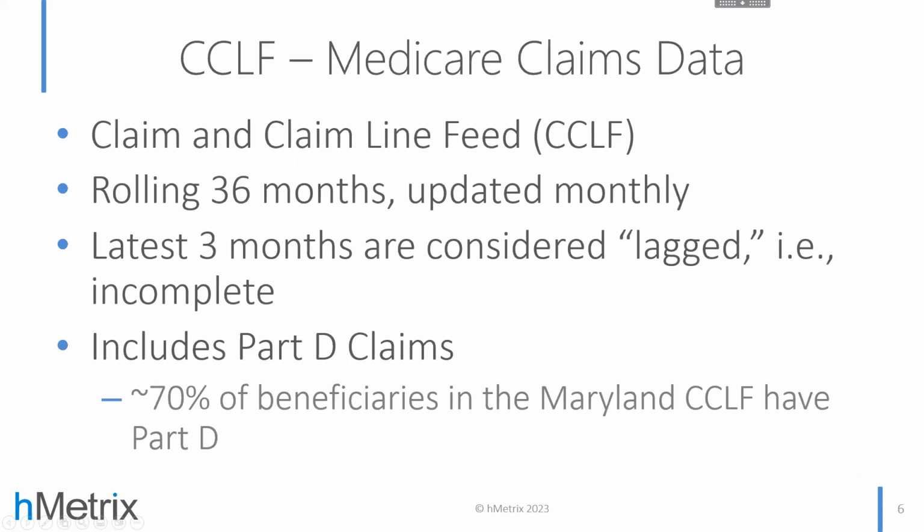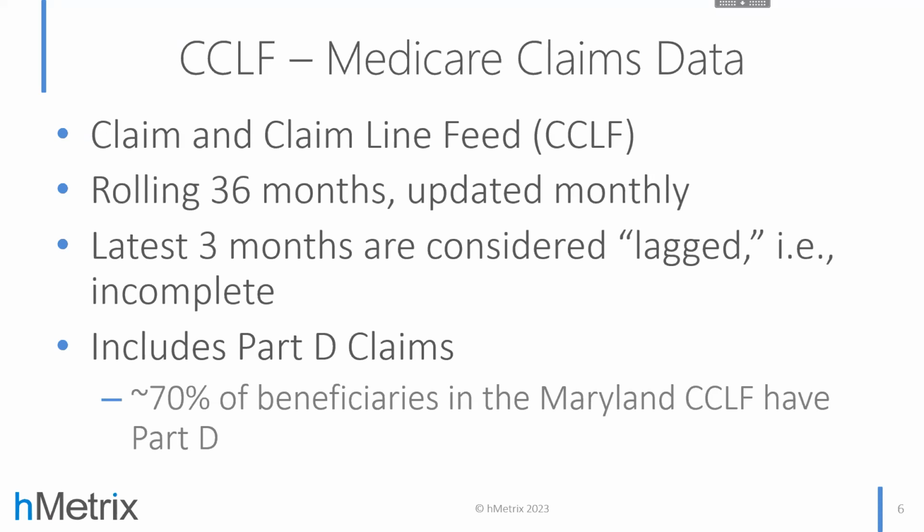Onto the data that underlie these reports. That is the claim and claim line feed Medicare claims data. It's a rolling 36 months of claims data that is updated monthly. Each month, the oldest month is dropped off and a new month is added. The latest 3 months of the 36 months are considered lagged or incomplete, just due to the nature of claims processing, where some claims are submitted later than others, and others take some time for Medicare to finalize and then include in these data.